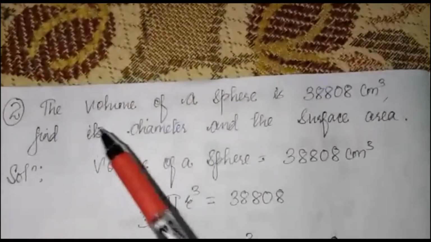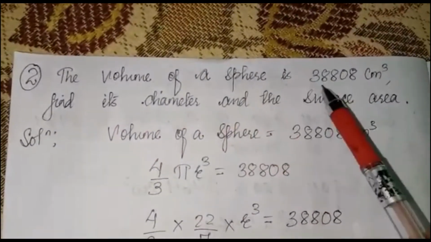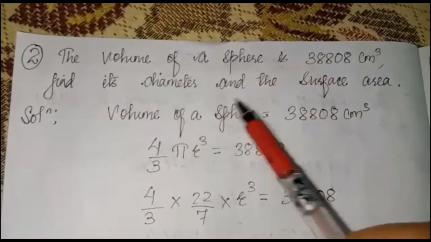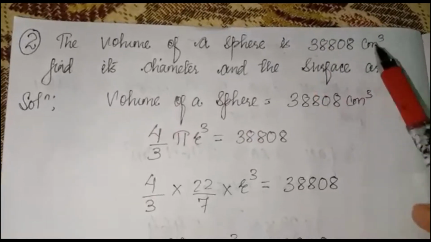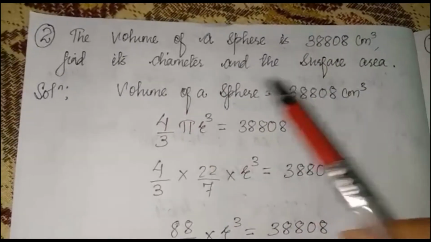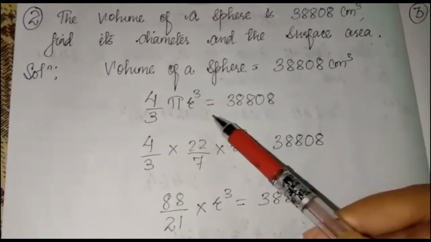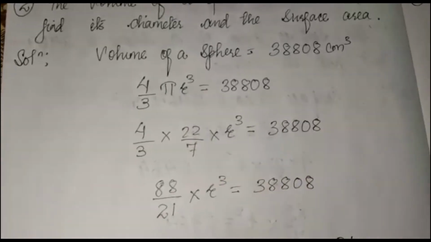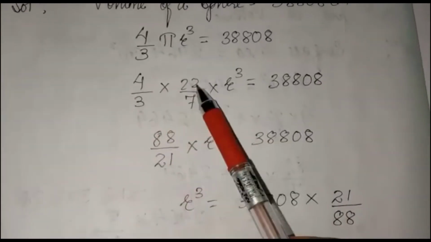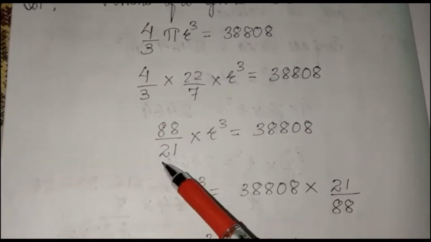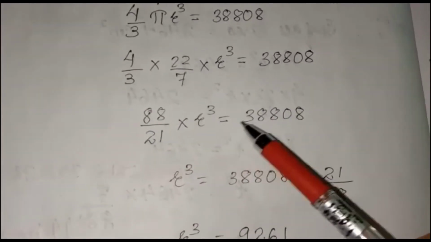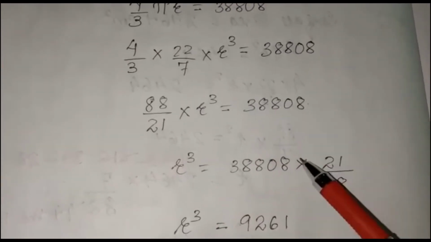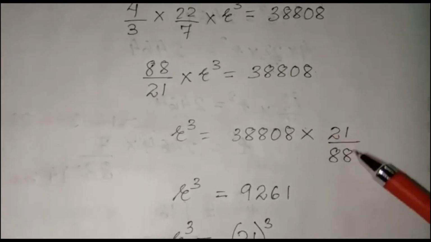Now next, question number 2. The volume of a sphere is 38,808 centimeter cube. Find its diameter and the surface area. So here volume of a sphere is given. Its formula is 4 by 3 pi r cube is equal to 38,808. In place of pi, write 22 by 7. Now 4 into 22 is 88. 88 by 7 3s are 21, into r cube is equal to 38,808. So r cube is equal to this multiplied by its reciprocal, 21 by 88.